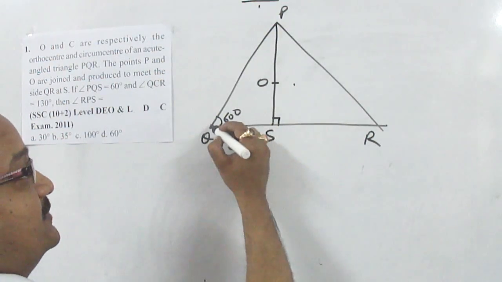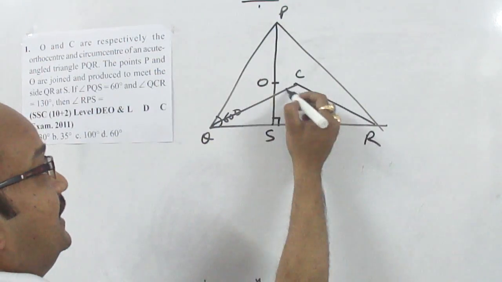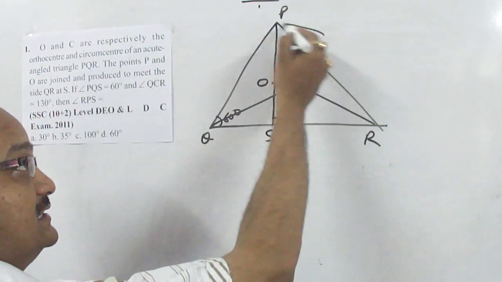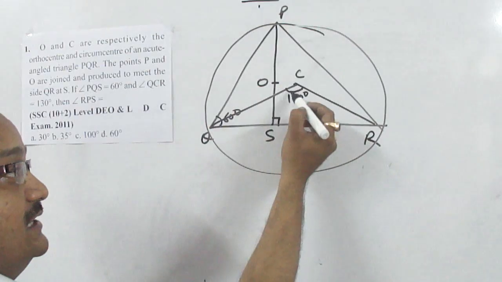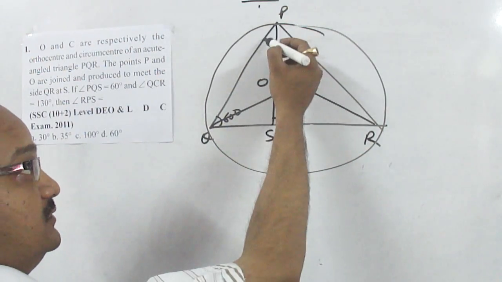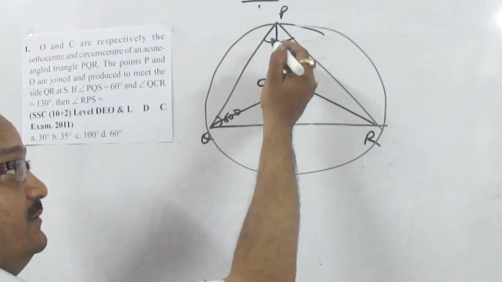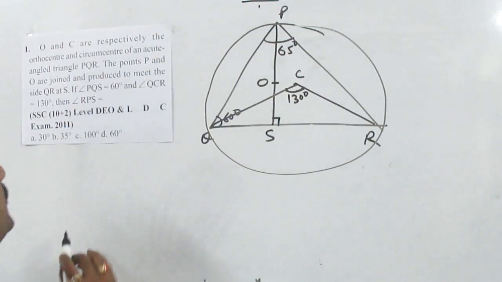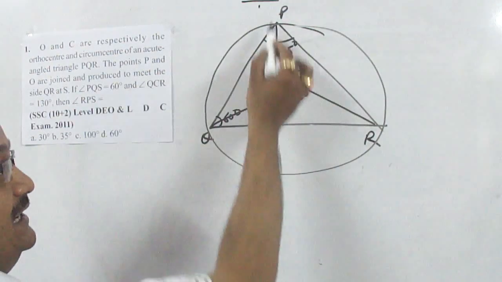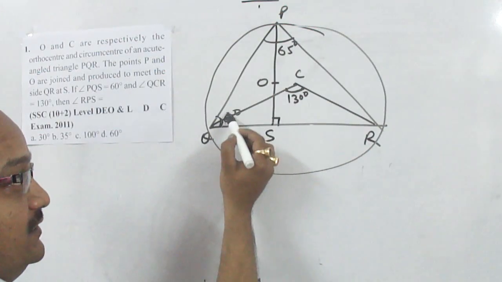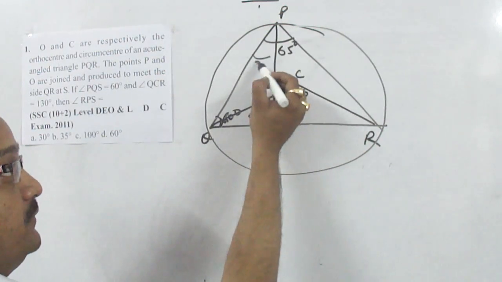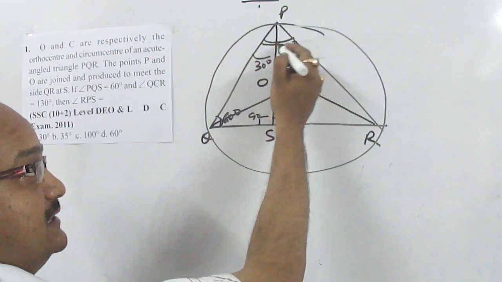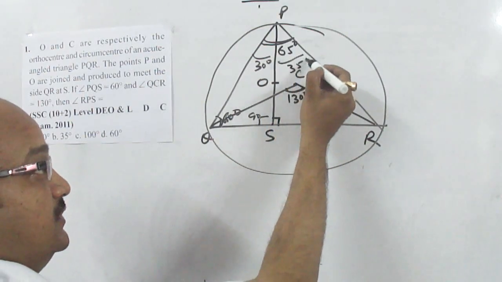And QCR, C is the circumcenter, let this be C, QCR is 130, and as we know that circumcenter is the center of a circle, like this, this angle is 130. From the circle theorem, angle at center is double the angle at circumference. Now the angle at center is 130, so it would be 65 degrees. We have to calculate RPS, right? This angle is 60 degrees, okay? This is 90, this would be 30 degrees, as the sum of angles in a triangle is 180 degrees. Now this completely is 65, this 30, this would be 35. So our correct answer is B.